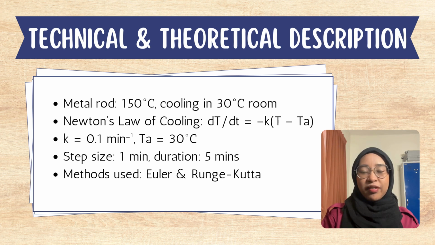Our scenario involves a metal rod initially at 150 degrees Celsius, cooling down in a 30 degrees Celsius room. The process is modeled using Newton's law of cooling, written as dT over dt equals minus k times T minus Ta. In our case, k is 0.1 per minute and the step size is 1 minute for a total of 5 minutes. Both Euler and Runge-Kutta method are used to solve this problem.